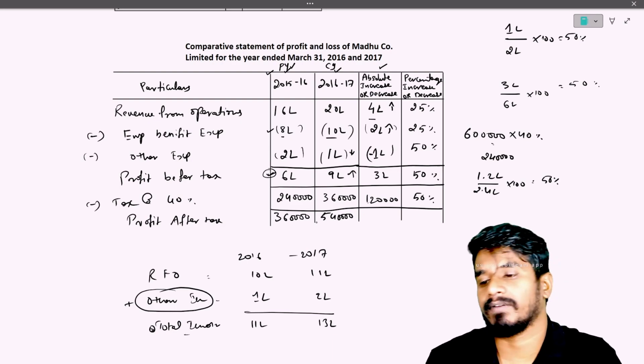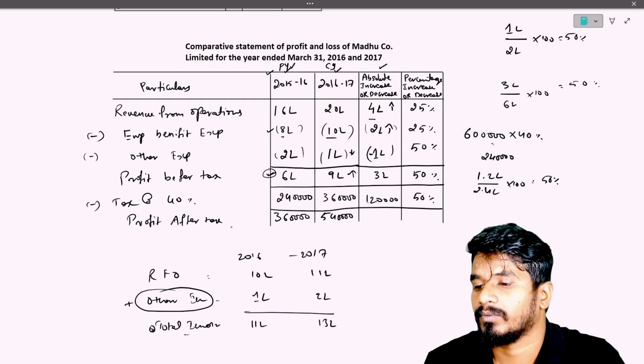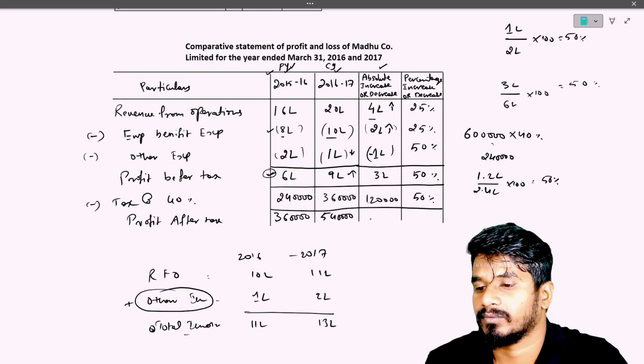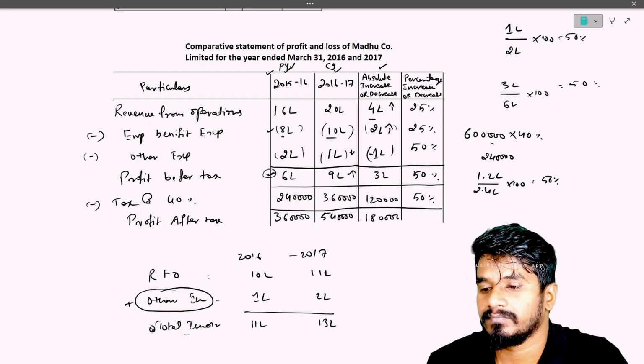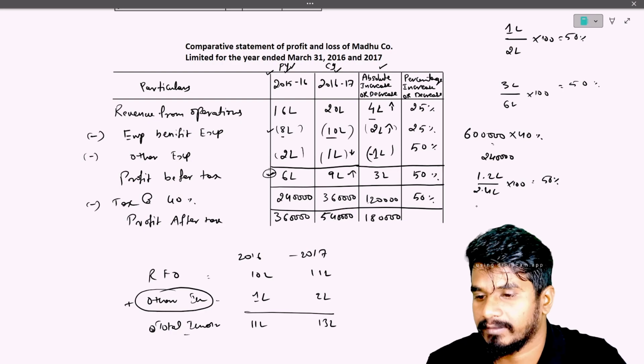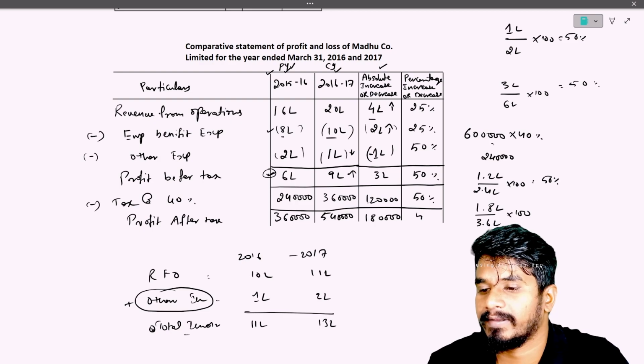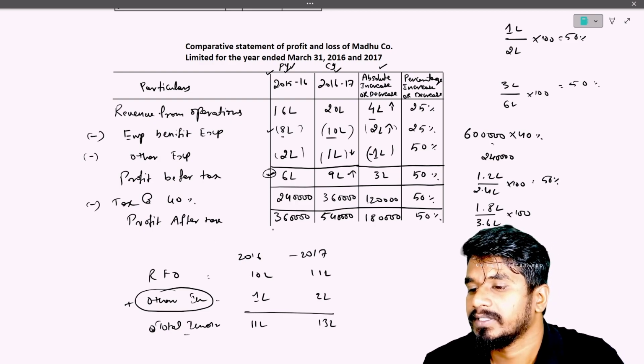So what is the change here? We need to find out, 1 lakh 80,000. Again, I think it will come out as 50%. 1.8 lakh divided by 3.6 lakhs into 100. Obviously, you'll find 50%.